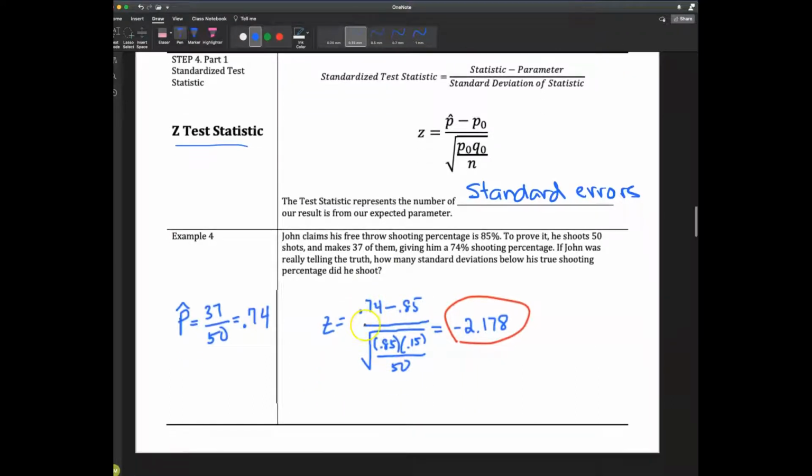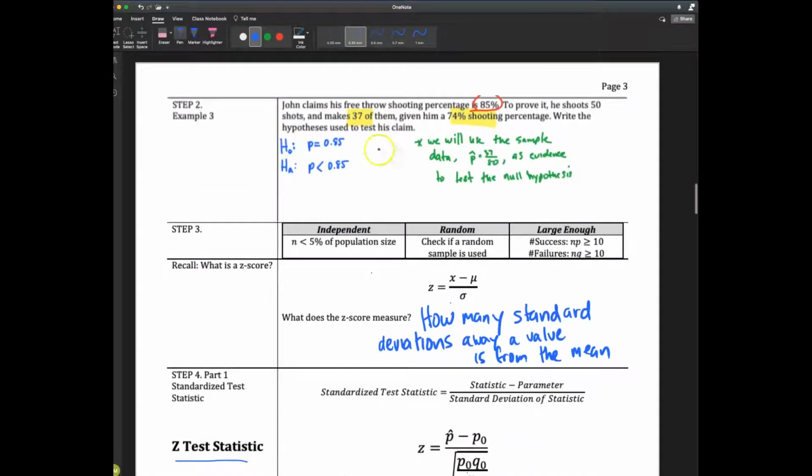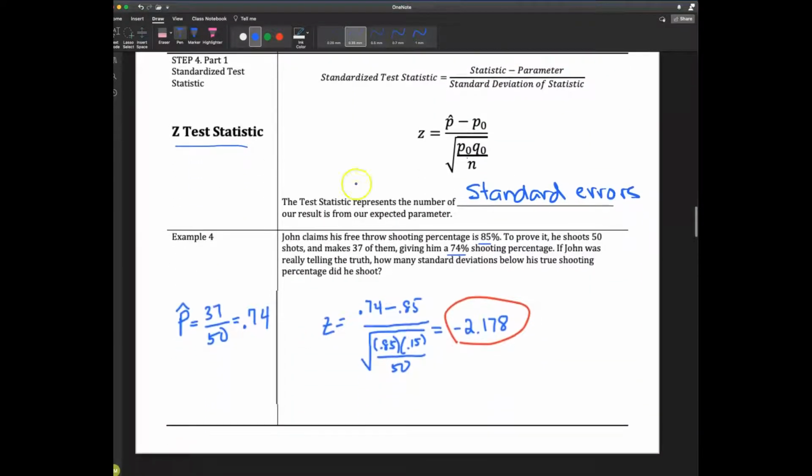But let's take a look at an example here, again, related to the free throw percentage one, right? If John shoots 74%, how far is he away? How many standard errors is he away from his claim of 85%? Well, the sample data is 0.74, 37 over 50. And then you calculate it, you can see we're just substituting right into these values here. And again, they're all connected back to our original writing our hypothesis here. And so with that, we end up with this value.